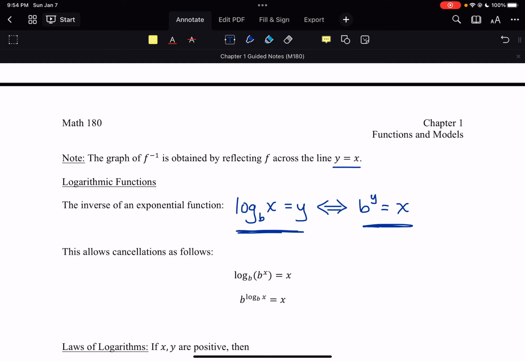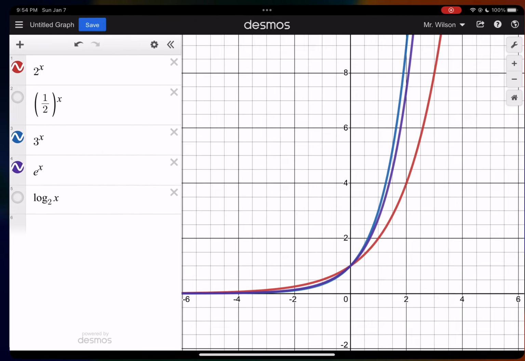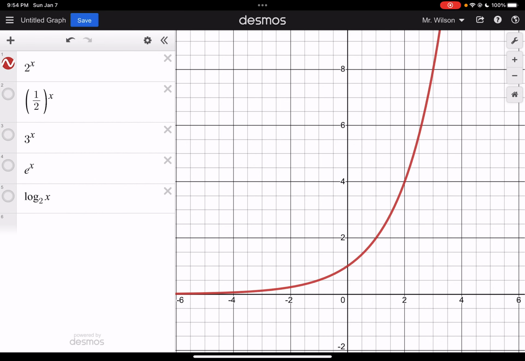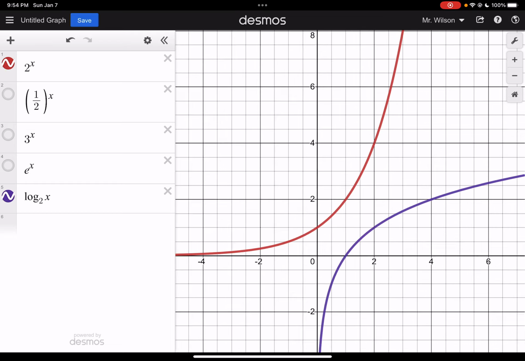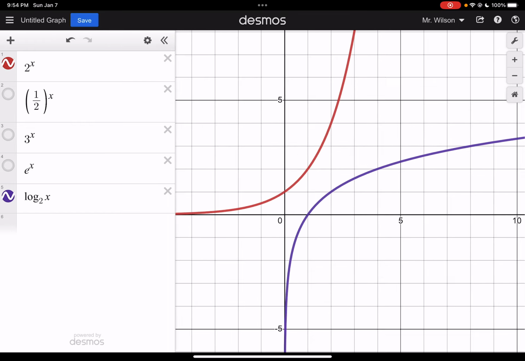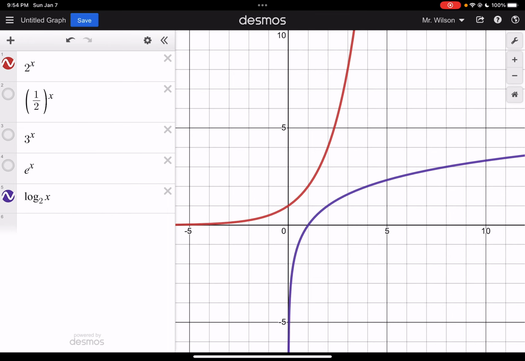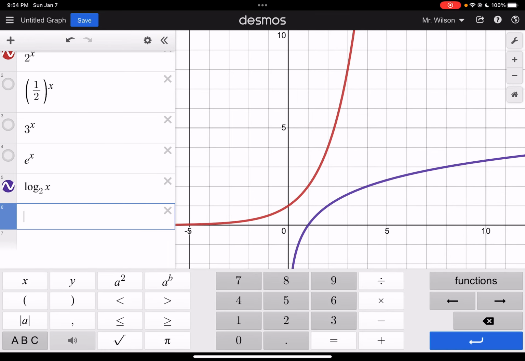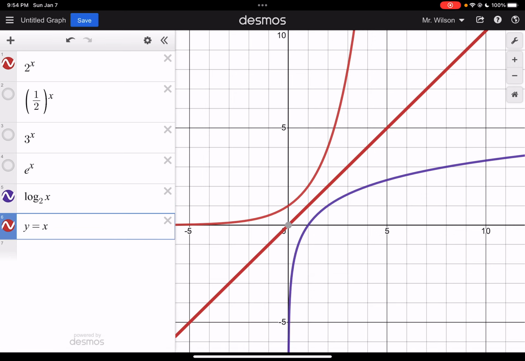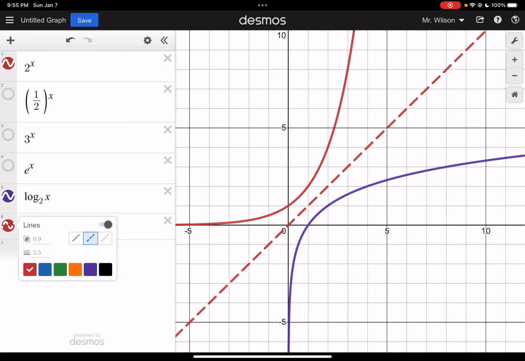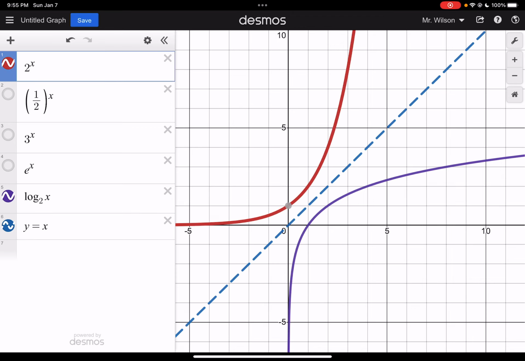And just to show the effect graphically, here's the graph of 2 to the x again. Here's the graph of log base 2 of x. And you can see if I just put in the line y equals x, that it is a mirror image. It is a reflection across this center line.